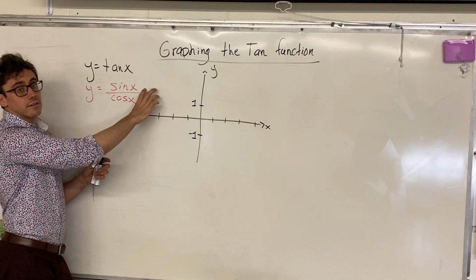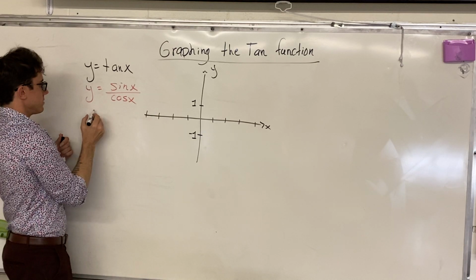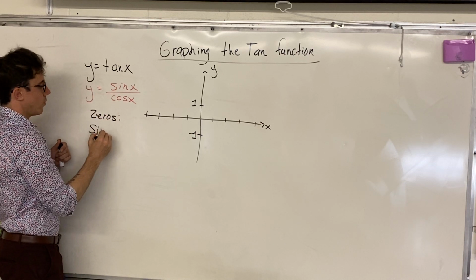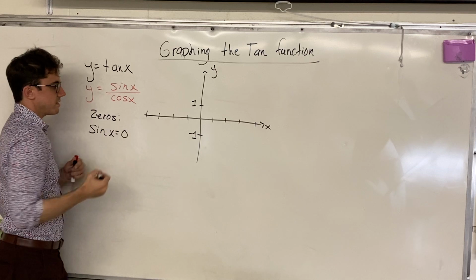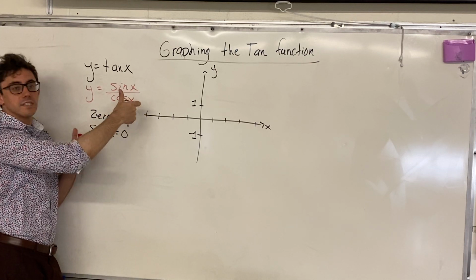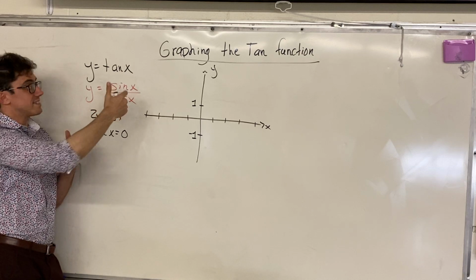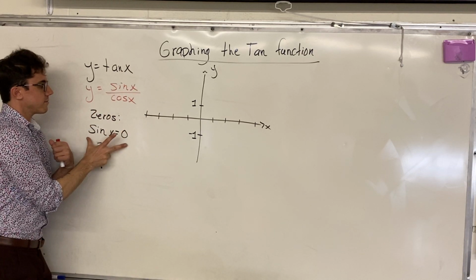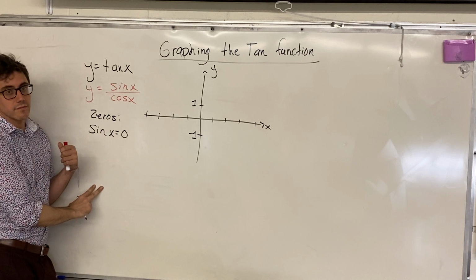All we have to consider for our zeros is when is sine of x equal 0, right? Because our numerator being 0 makes our entire thing equal to 0, right? 0 over anything is always equal to 0. And so all we have to solve is sine of x equals 0, okay?